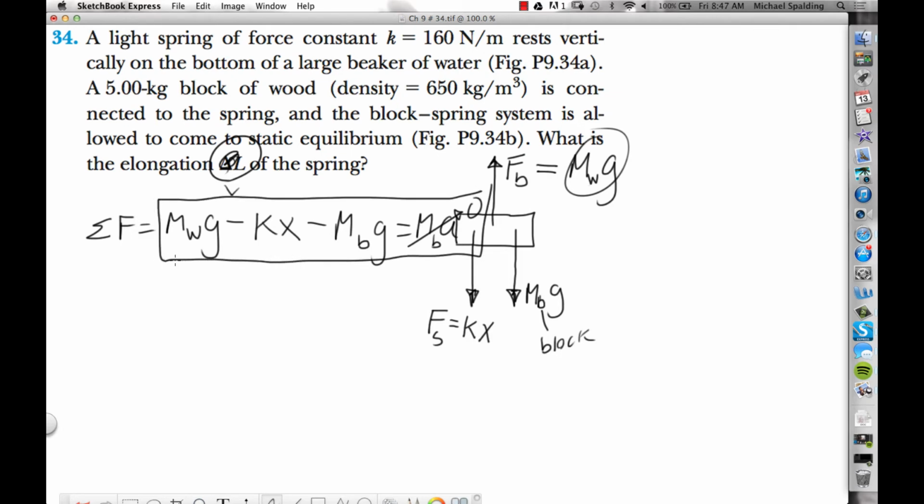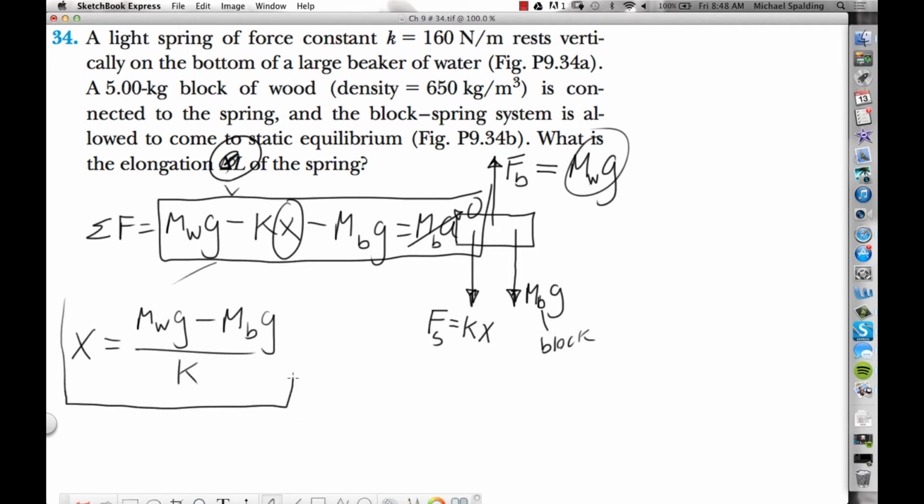All right, so now what are we trying to solve for? X. We're trying to find out how far the spring got stretched. Okay, so X, when you do the algebra, is going to be equal to mass of water times gravity minus mass of the block times gravity, divided by the spring constant. Okay, there's only one more thing to find. And if you haven't heard this yet, fluids are tedious, guys. Have you noticed that? A lot of solve for this, solve for that.